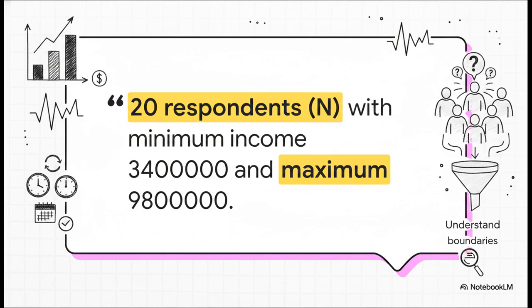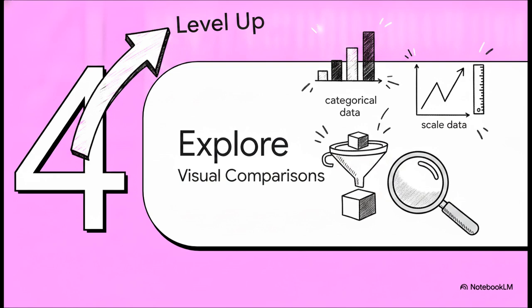Breaking this down, we can now definitively say that among our 20 respondents, the minimum income sits at $3.4 million, and the absolute maximum is $9.8 million. We also instantly see that work durations range from 1 year all the way to 9 years. We are really, truly starting to map the boundaries of our workforce now. Moving right along to Section 4, Explore, Visual Comparative Analysis.